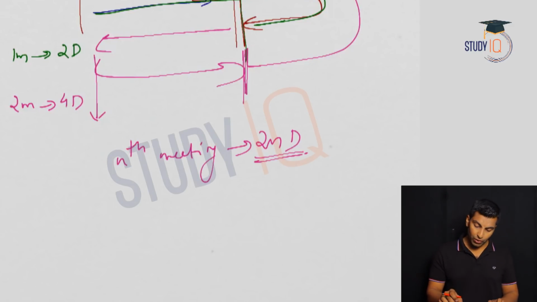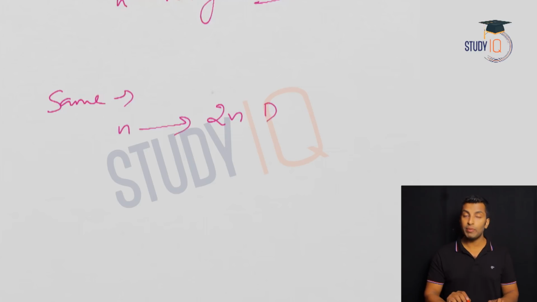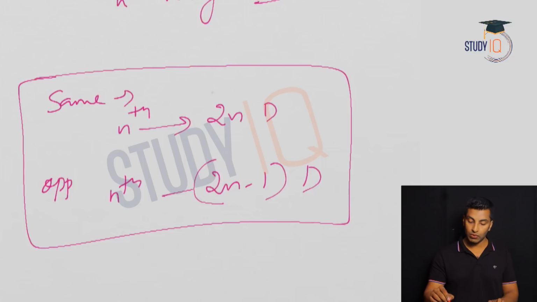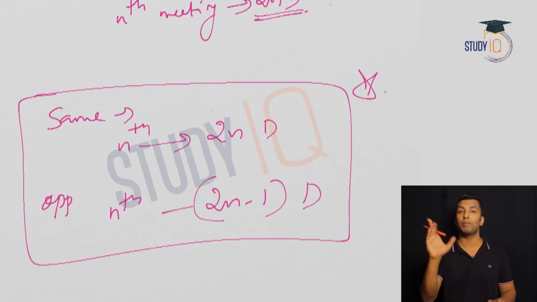Okay, so now it is crystal clear. If you are moving in the same direction, nth meeting, 2n distance will be covered. If you are moving in the opposite direction, if it is the nth meeting, 2n minus 1 distance will be covered. That's it. Now onwards this question is over just by using this. Okay, same direction, 2n is the distance covered. Opposite direction, 2n minus 1 is the distance covered.